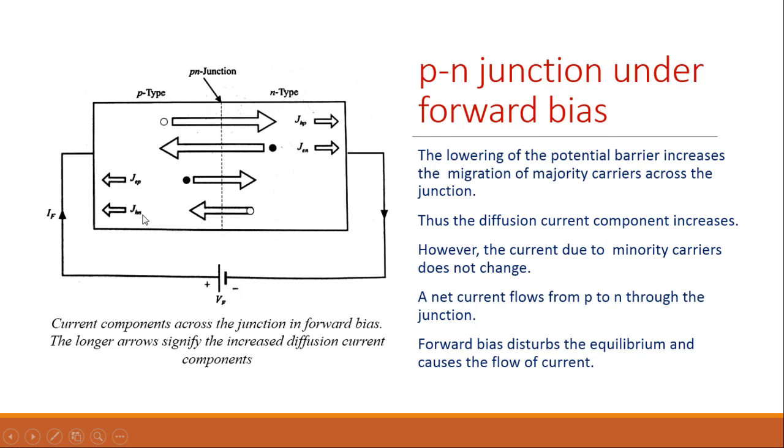JEP and JHN are the drift current densities due to electrons from P to N and holes from N to P respectively. They also have the same current directions, but now in the forward bias, the magnitude of drift currents does not change, but the overall magnitude of diffusion currents is more, therefore, a net current flows through the diode from P to N region.